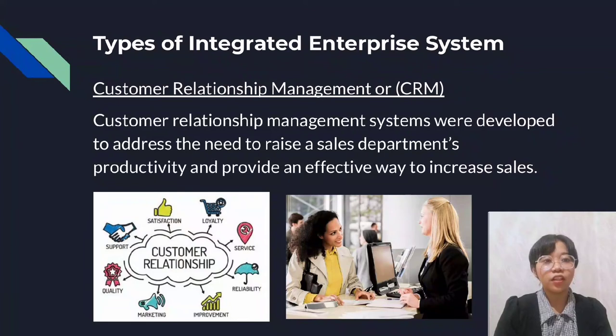The first type of integrated enterprise system is customer relationship management or CRM. Customer relationship management systems were developed to address the need to raise a sales department's productivity and provide an effective way to increase sales. With CRM functions such as sales opportunity management, a company learns more about its customers' needs and buying behavior and combines this information with market information to enhance the quality of the company's marketing plans and sales forecasts.